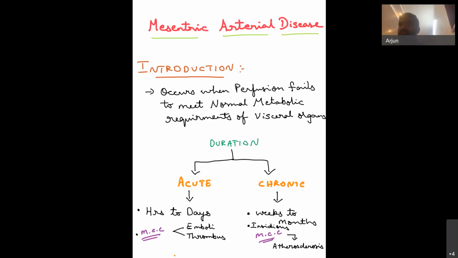The most common cause for acute mesenteric ischemia is basically of two types, that is the embolic and the thrombotic. And under chronic, you have atherosclerosis.